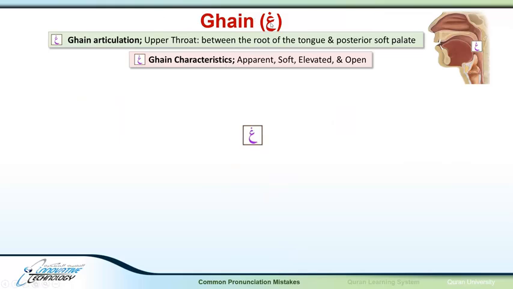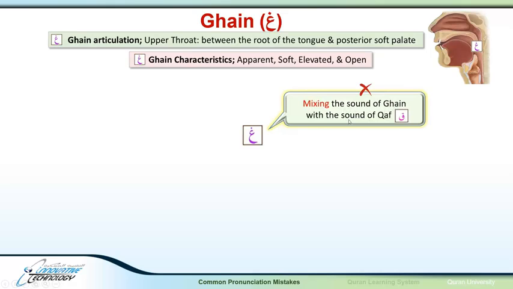Now we'll proceed to the common mistakes of the ghain. First common mistake is mixing the sound of the ghain with the sound of the qaf. Example, غير المغضوب. This is a ghain and we can pronounce it as a qaf, qayr instead of ghayr, maqdubi instead of maghdubi. So this is wrong. The right way is pronouncing it like that. غير المغضوب, clear ghain, not qaf. So qayr is wrong, ghayr is right. So we have to pronounce the ghain at its right articulation and not at a qaf articulation.